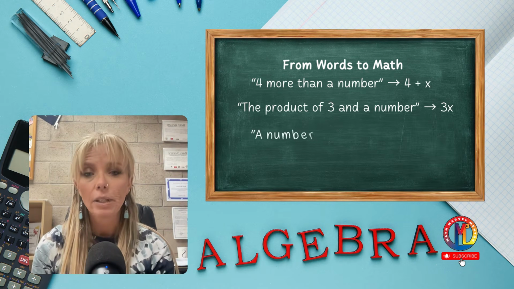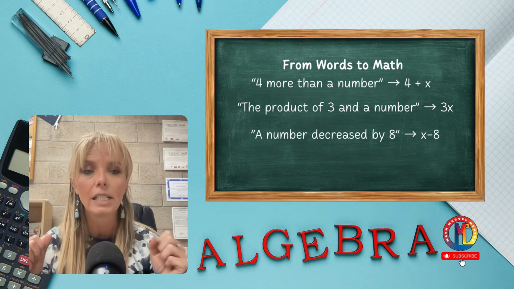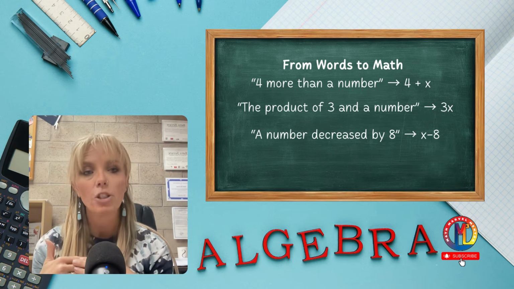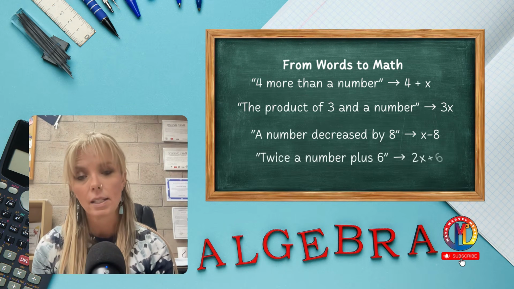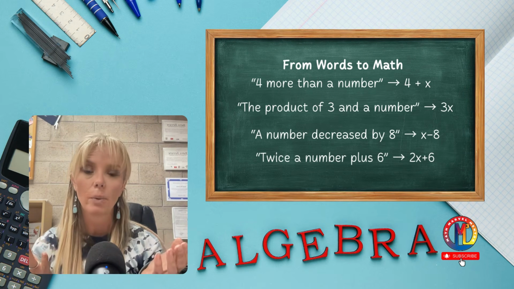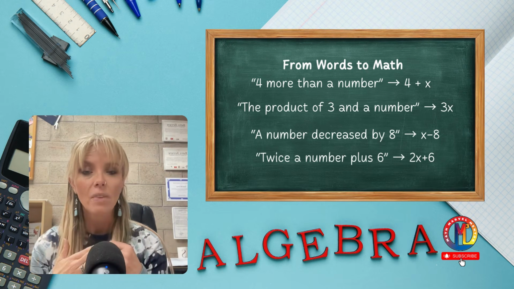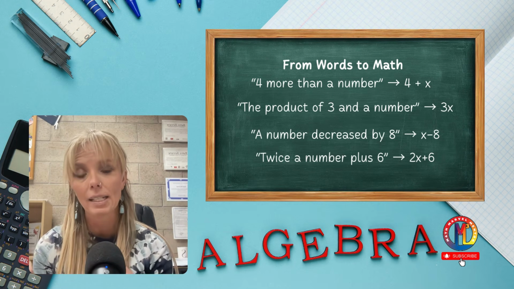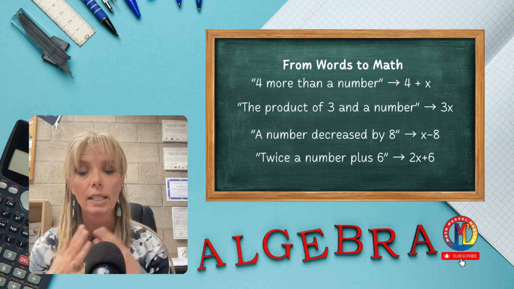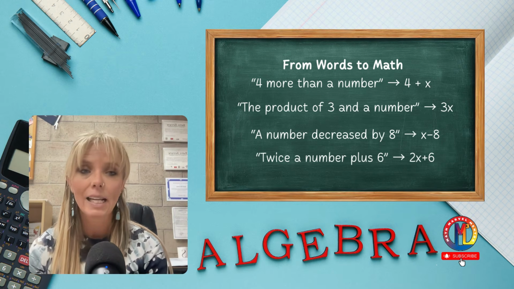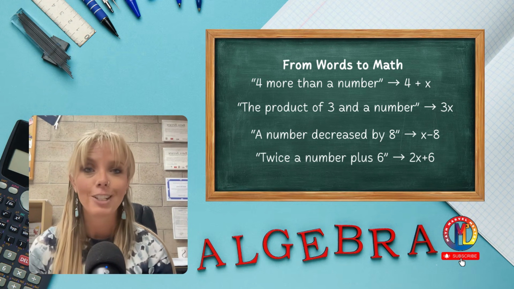A number decreased by 8. If we read a number decreased by 8, a number we don't know what it is. Decreased we know means subtraction, so it would translate to x minus 8. And then lastly, if we have twice a number plus 6. So here we have two operations. First, twice a number, so we don't know what the number is, so we identify the variable first, that would be x. And then twice a number, we know twice means that we're multiplying. So we would write that as 2x, and then we have plus 6. So plus signals that we're adding. So twice a number plus 6, we translate into the algebraic expression 2x plus 6.